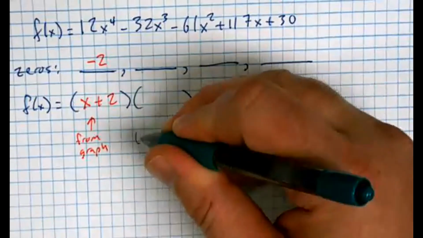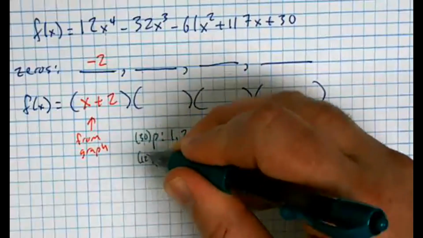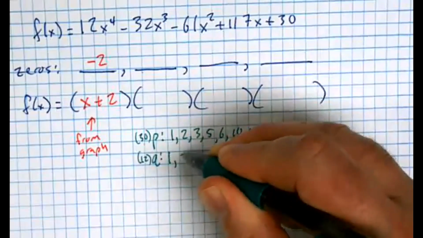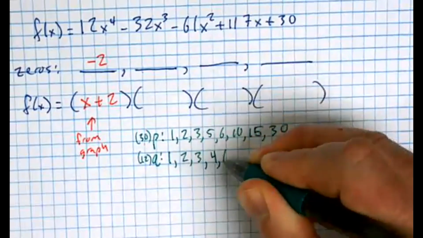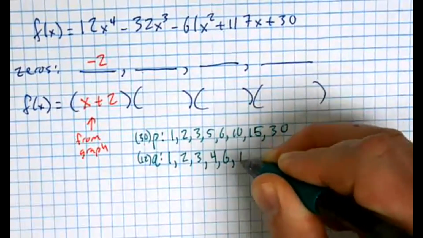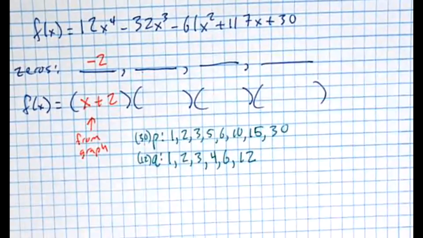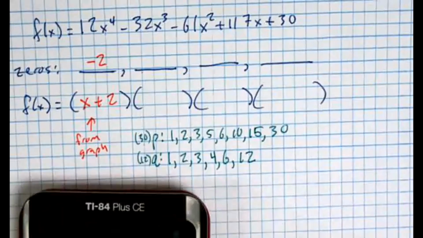So my P list is factors of 30. That's my constant term. My Q list is factors of my lead coefficient, which is 12. So 1 goes into 12, as does 2 and 3. 4 goes into 12. 5 doesn't. 6 does. 7, 8, 9, 10, no. 11, no. 12, yes. And that's a bunch. So one of our zeros is definitely between 0 and -1.